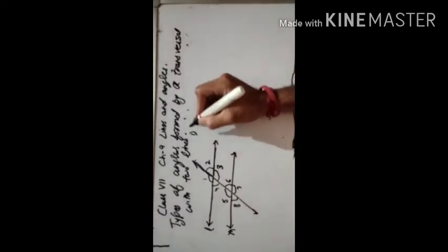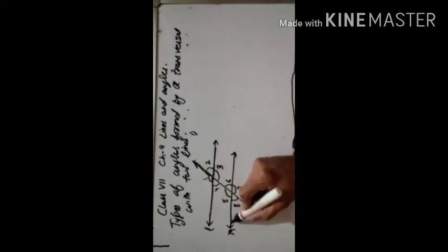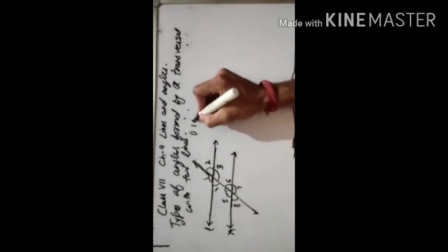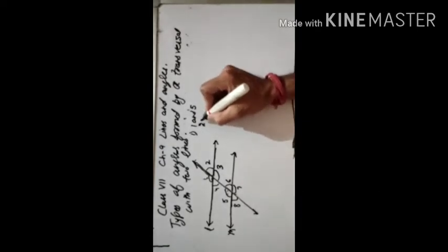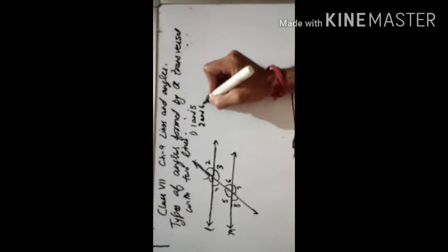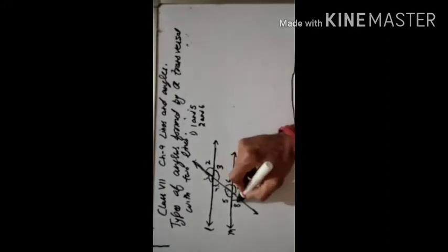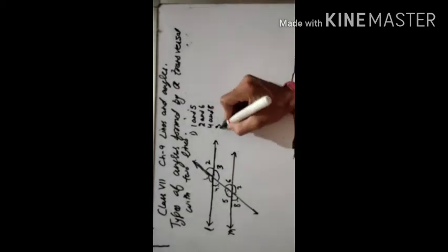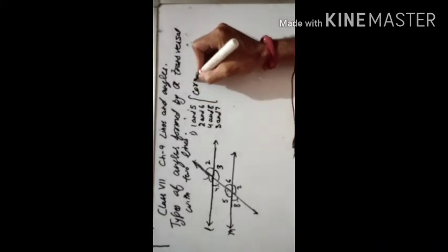First of all, the pair of 1 and 5 means one from the upper side of the transversal and one from the upper side of the other line. These two, the pairs of 1 and 5, 2 and 6, 4 and 8, and 3 and 7, are called corresponding angles.